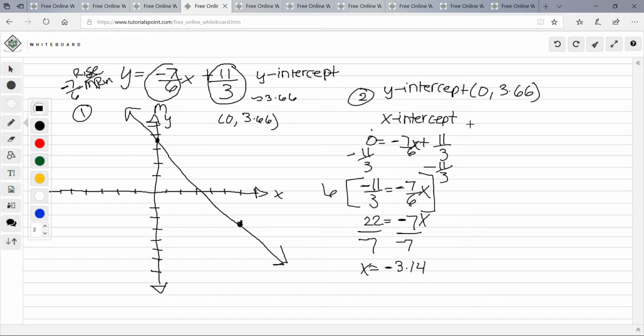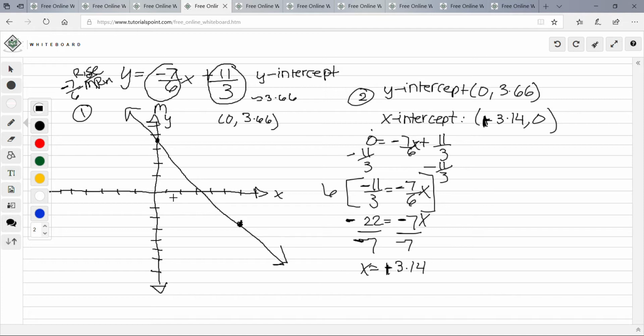Okay, so our x-intercept in coordinate form would be negative 3.14, comma 0. So we already know this point is right here, and then our x-intercept is... hold on. I made a mistake right here. This should be negative. Two negatives is a positive. So this should be, yeah, positive 3.14, not negative.